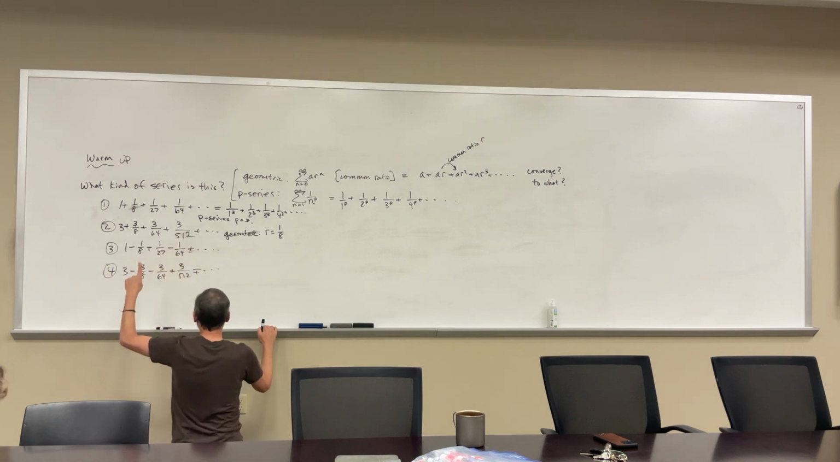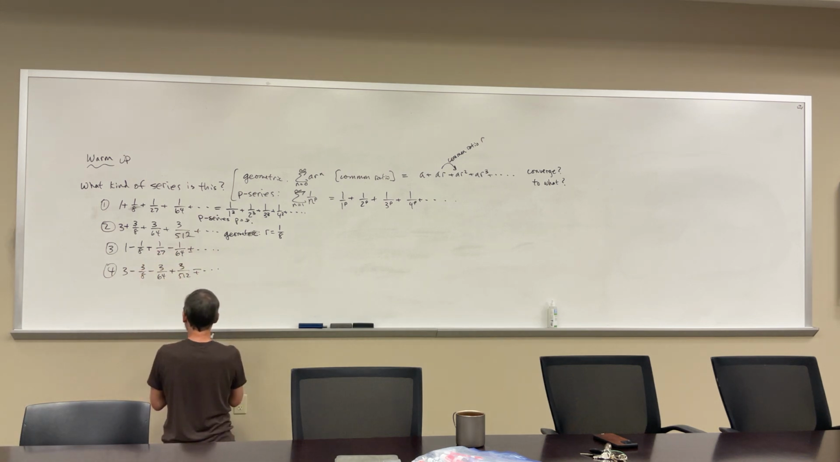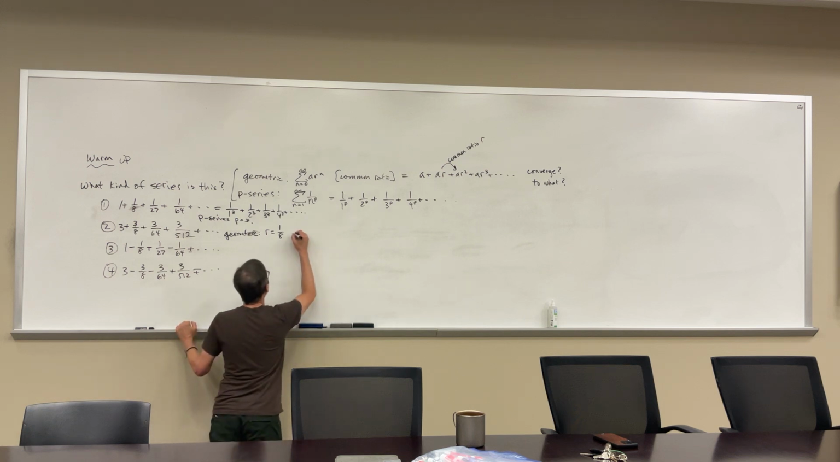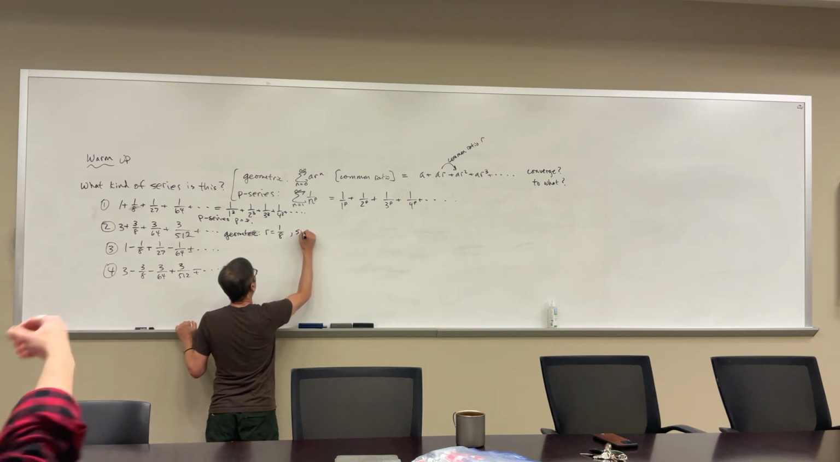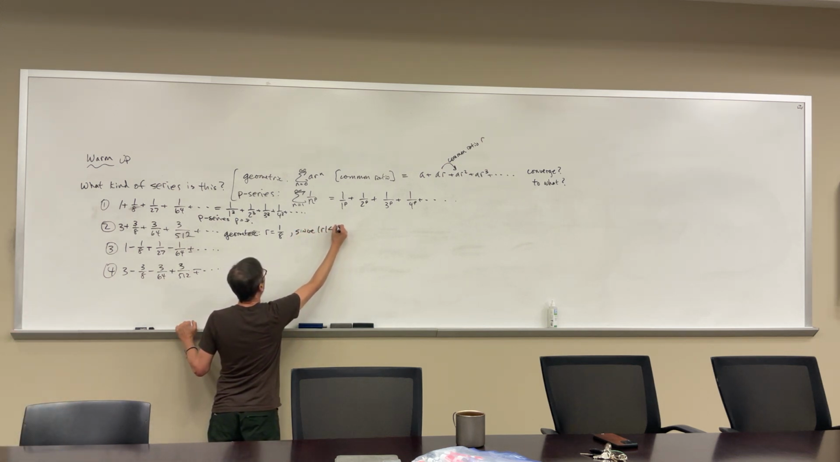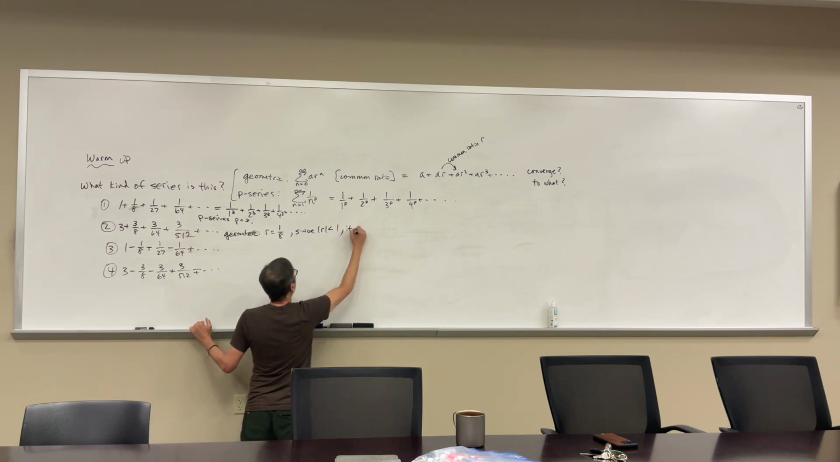Does everybody see that? Geometric, 1/8. Does that converge? I said it converges to 0. Yeah, and why would that be? Because r is less than 1. In magnitude, absolutely. And since the magnitude of r is less than 1, it converges.